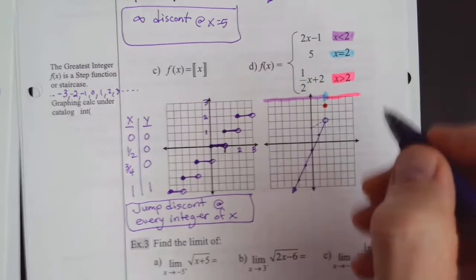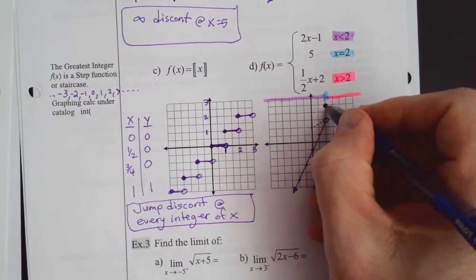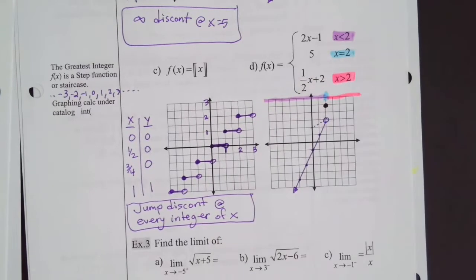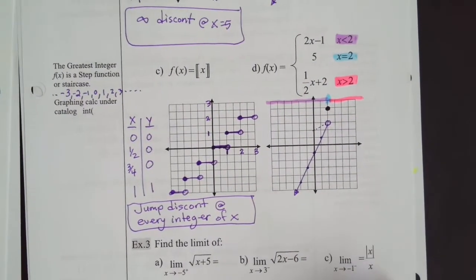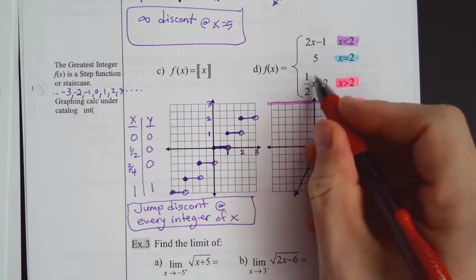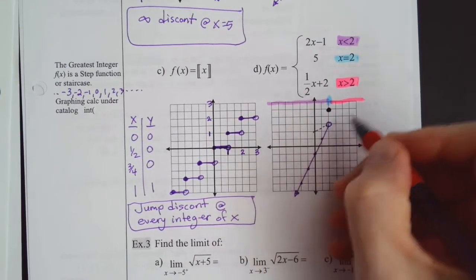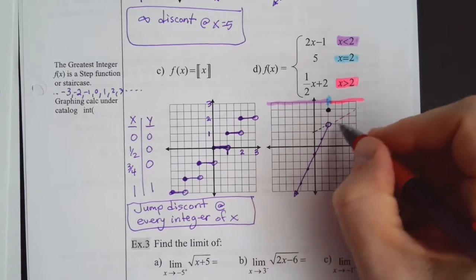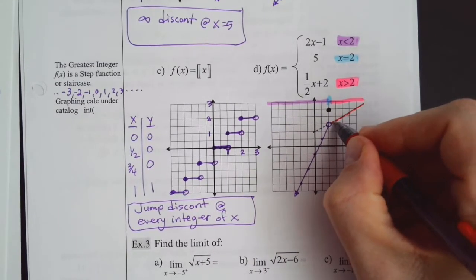oops, I messed that up. Color-wise, that's supposed to be blue. Okay, that's supposed to be blue. And now I would be using the red, and this line has a y-intercept of 2, the slope is 1/2, so that is going through there.